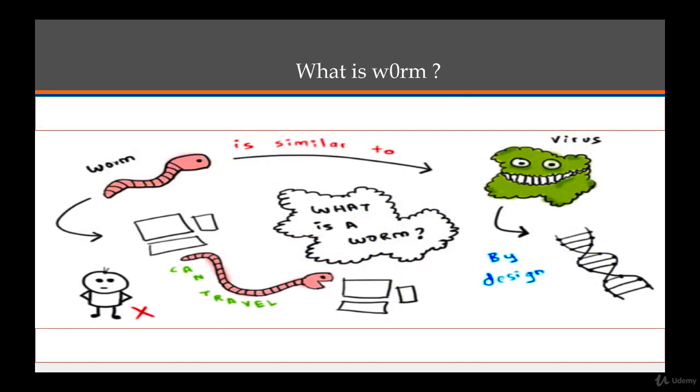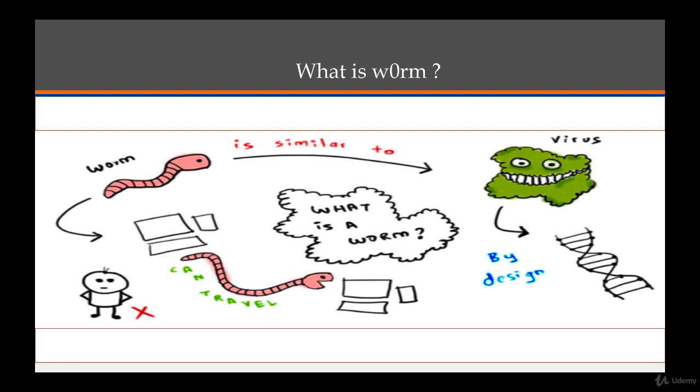So what is a worm? A worm is similar to a virus by design. It is considered to be a subclass of virus. A worm spreads from computer to computer, but unlike a virus, it has the capability to travel without any human action.